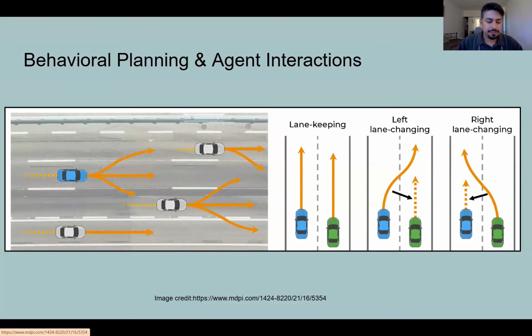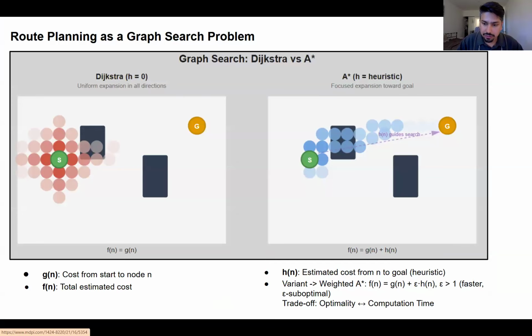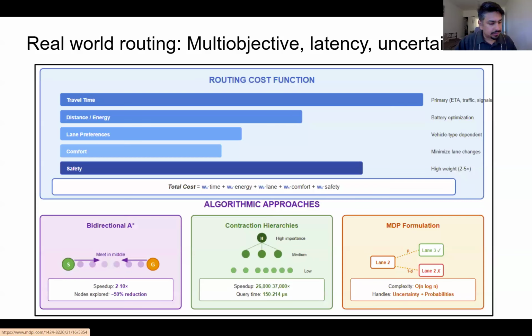And for the next topic, I can maybe stop here if someone has any questions about routing in general before we move on to the behavioral planning layer. Anyone have any questions?